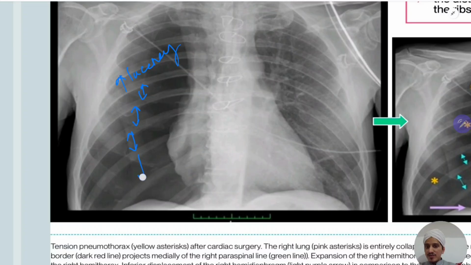The space between the ribs is also increased. If you can count the ribs, 1 2 3 4 5 6 7 8 9 10, 10 ribs are there. The space between the ribs is increased. Okay. So this is a case of tension pneumothorax. So the main point is mediastinum is shifted, dome of the diaphragm is depressed, and the ipsilateral ribs will be the space between the ipsilateral ribs will be increased.